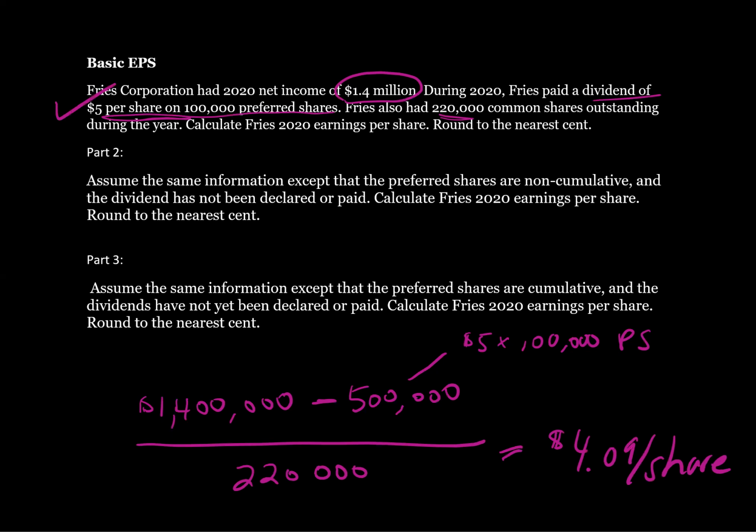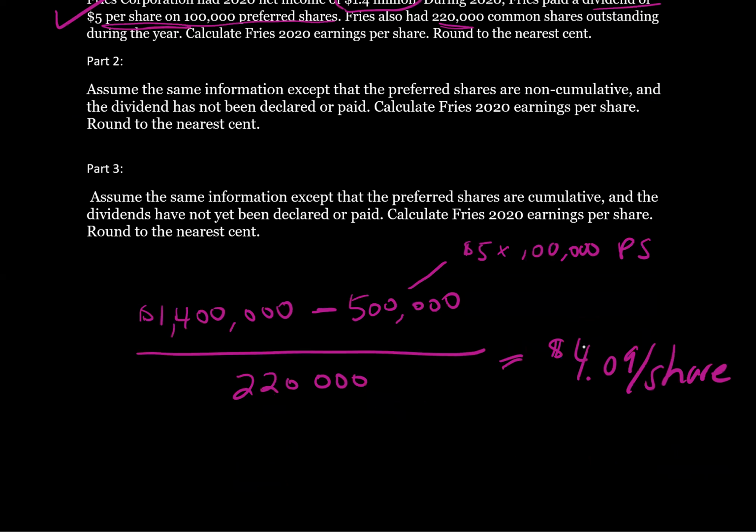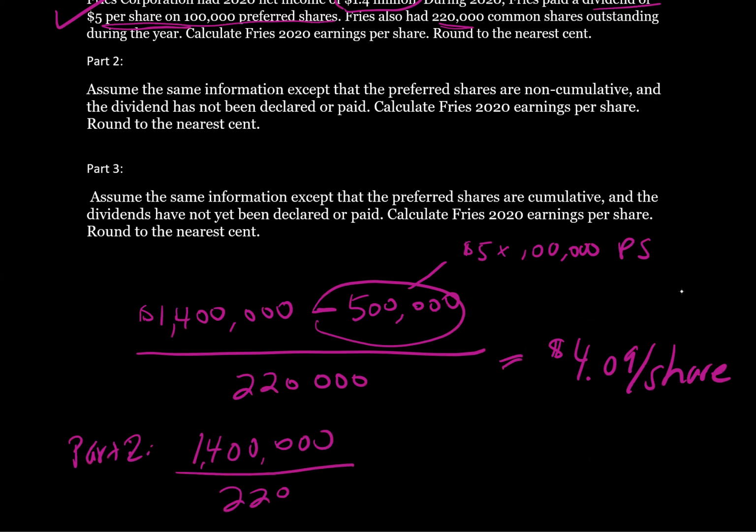Part 2, assume the same information except that the preferred shares are non-cumulative and the dividend has not been declared or paid. Well, if the shares are not cumulative and the dividend hasn't been declared or paid, then we actually don't need to subtract off the 500,000 for the preferred share dividend. So our earnings per share would simply be 1.4 million divided by 220,000, which will give us $6.36 per share, per common share.